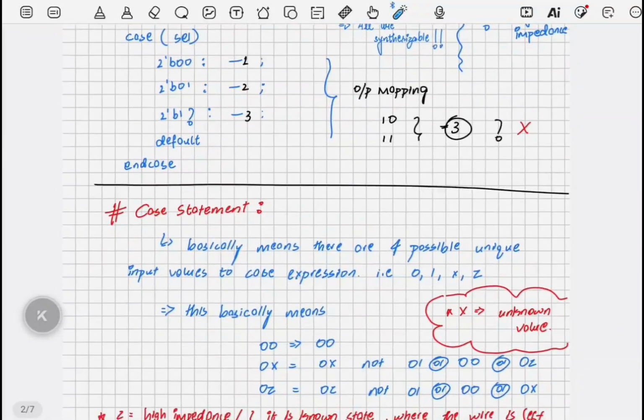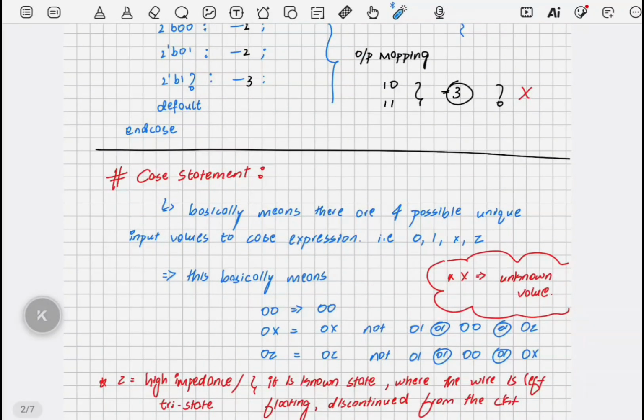Moving on, let me go in detail about every case statement so that you'll have a better idea. Starting with the case statement: what is the case statement? Basically, there are four possible unique input values to the case expression: 0, 1, x and z. What I'm trying to say is in the case statement, whatever the select value is, all of these are unique values. If you get 0, 0, it will be interpreted as 0, 0. If you get 0, x, it won't be interpreted as 0, 1 or 0, 0 or 0, z.